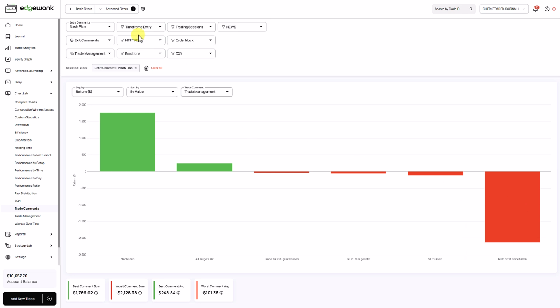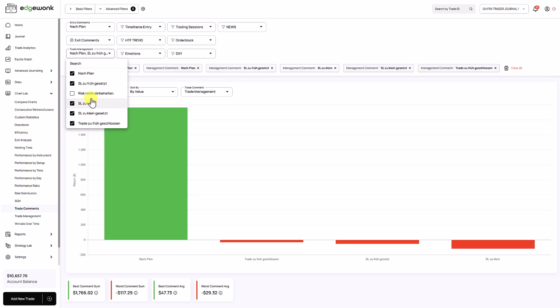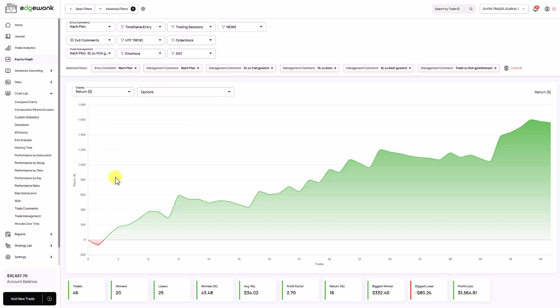So what we could do is look at the trades according to the plan, and then all of the ones where he followed his risk management. So it's all except for didn't follow my risk management. So let's take a look at it now. And you can see that the trades that are according to the plan and that follow a solid position sizing and risk management strategy give him now a very profitable performance.